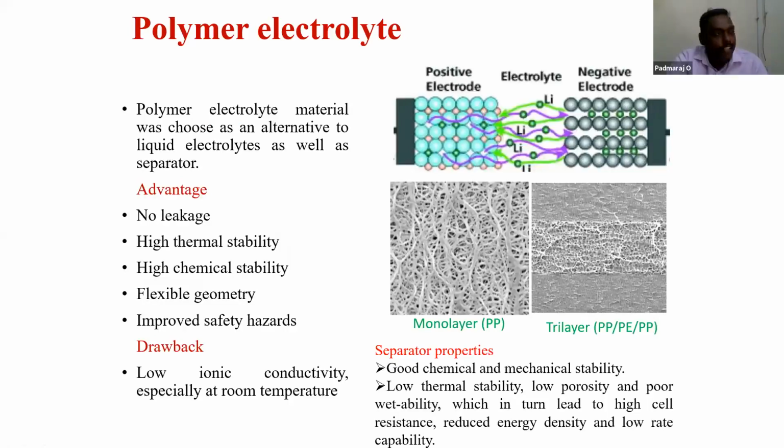This is the separator. Then I thought, why not develop the electrolyte like this? That means a dual role: the membrane will act as an electrolyte as well as the separator. So dual nature. Understood? But the commercial separator we can't use as an electrolyte. What is the reason? It has low thermal stability, low porosity, and poor wettability. Whatever electrolyte we are using in the battery won't be absorbed by the separator. That is poor wettability, a drawback of the separator.